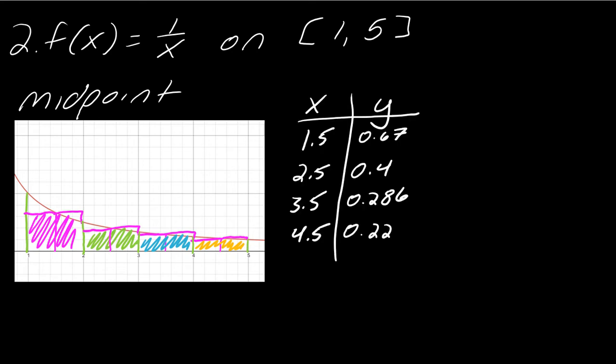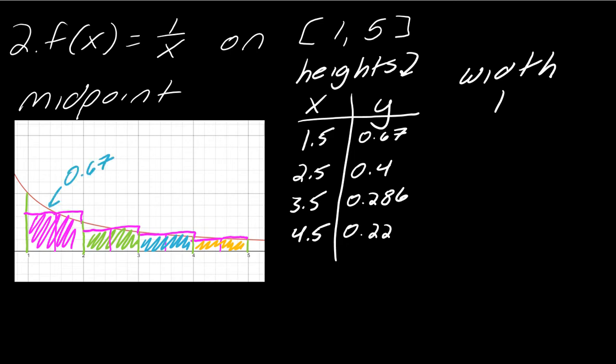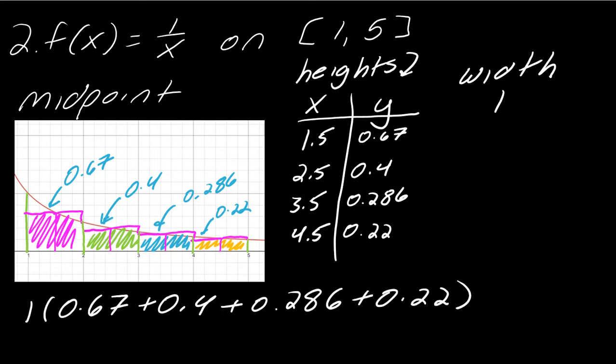So I've got now that midpoint table that I came up with. So I know that the width was 1, and my heights are still dictated by this table. So if I went through the graph now and just tried to see what's the height of each one of these rectangles, it'd be 0.67 and then 0.4 and 0.286 and 0.22. I'm just reading these straight off the table. So once you get that organization level in, it really goes pretty quickly. And so then I can just sum up those heights times the width, and I get 1.576. That is my estimate for this midpoint sum.